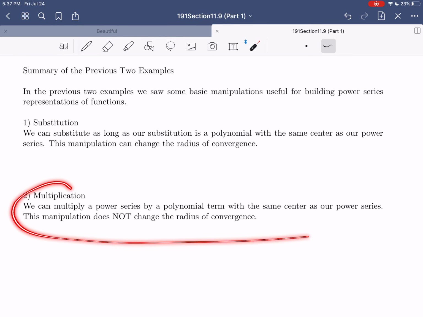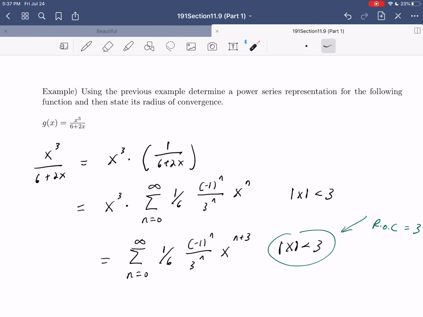The second manipulation we saw that's a valid manipulation is multiplication. We can multiply a power series by a polynomial term with the same center as our power series. That's what we did here. Here we multiplied it by x cubed. That was a legal manipulation because x cubed is a polynomial. Check. And of course, the center for this is 0, which is the same as the center here. We would not have been allowed to multiply by something like sine of x, because sine of x, again, is not a polynomial. And we wouldn't be able to multiply by something like x minus 5, because x minus 5, while it is a polynomial, has a different center than our power series.